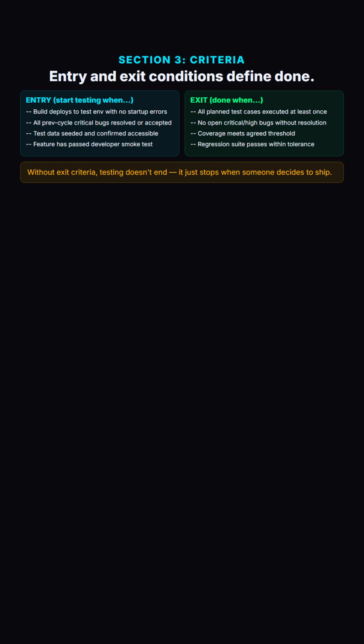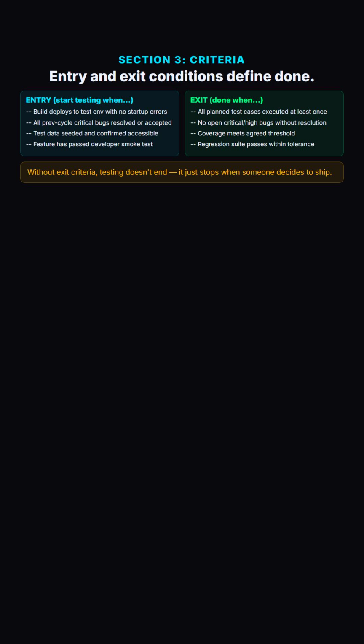Without exit criteria, testing never officially ends. It just stops when someone with authority decides to ship. With exit criteria, that decision has a documented standard attached to it, and if the team chooses to ship without meeting the criteria, that choice is visible and deliberate, not accidental.